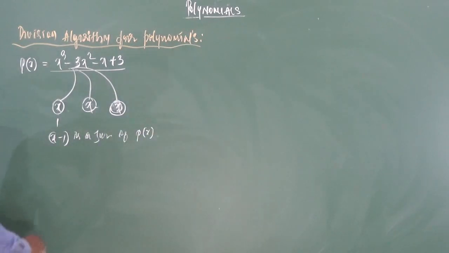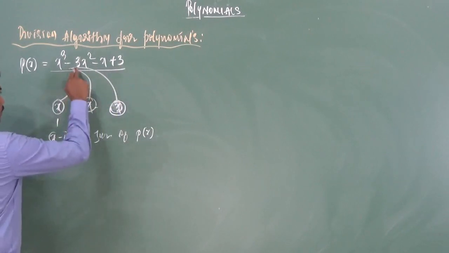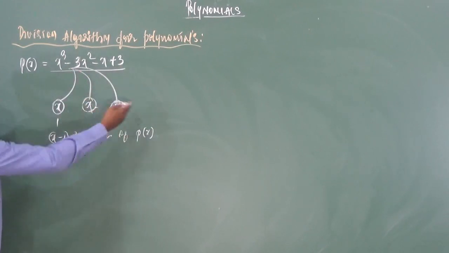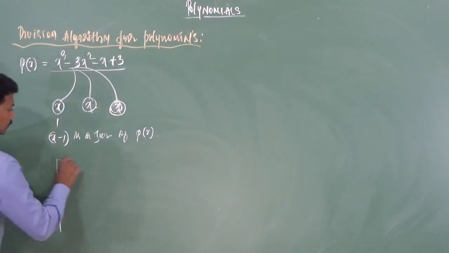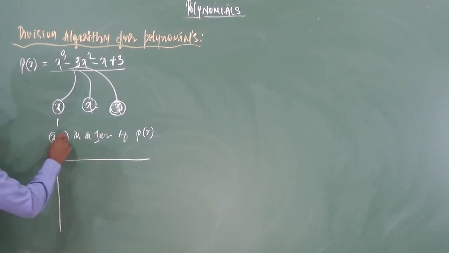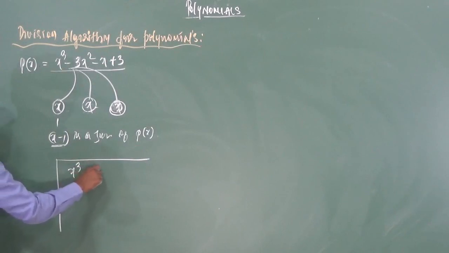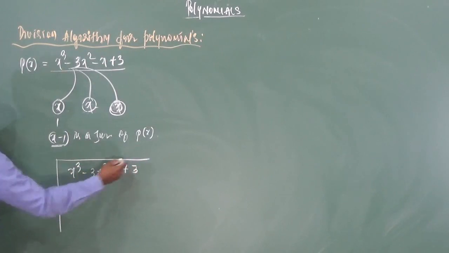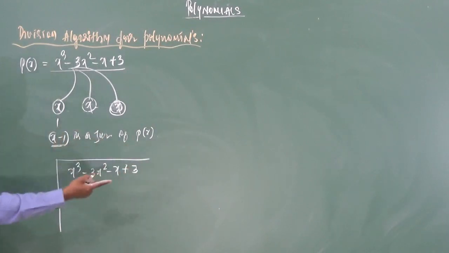So now, using the polynomial and one of its zeros, how do we find the other 2 zeros? It's very simple. You have to take the polynomial, x cube minus 3x square minus x plus 3 is the polynomial here. Inside this polynomial, we have 3 factors. Among those 3 factors, one of the factors is x minus 1.